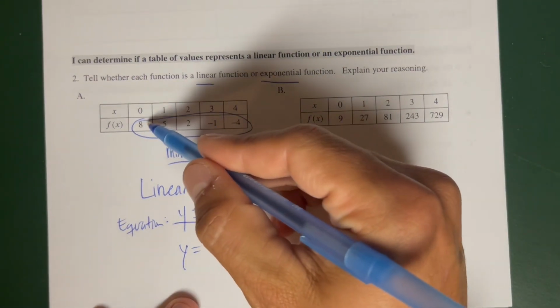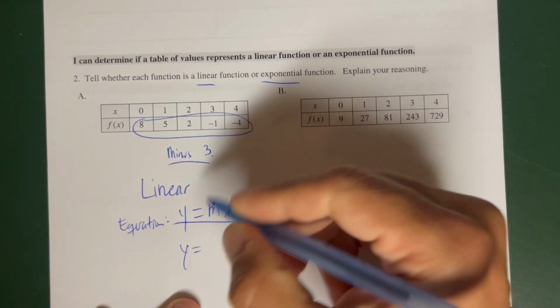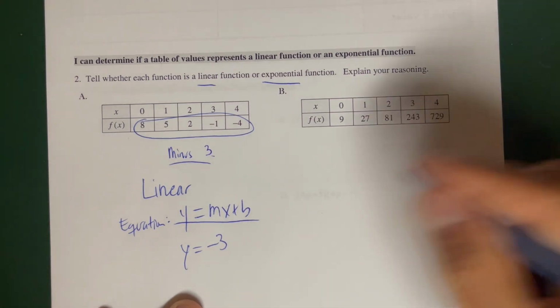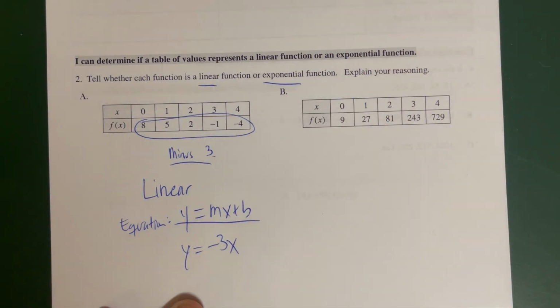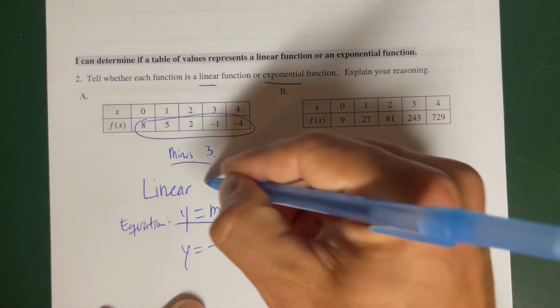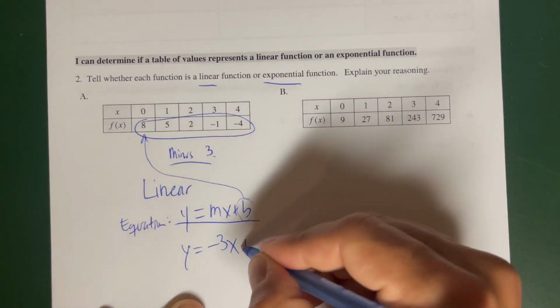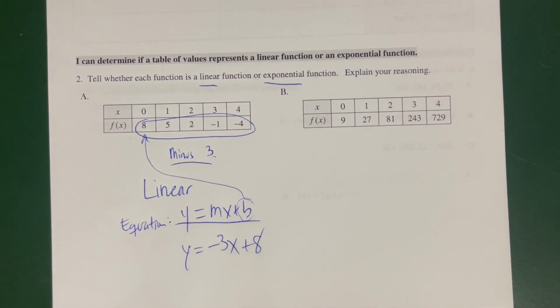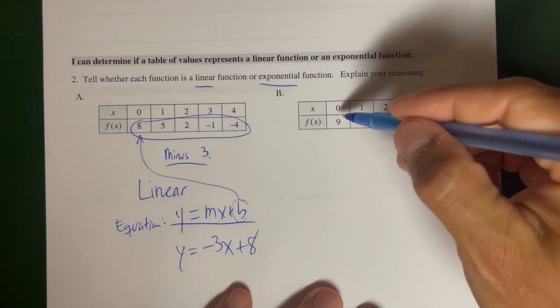And so if you look at the y values, they are going down by 3, that's going to be the slope. So it's going to be y equals -3x. Now the b value is the y-intercept, which always occurs at 0. And in this case, you can see that that value is 8. So the equation would be y equals -3x plus 8.